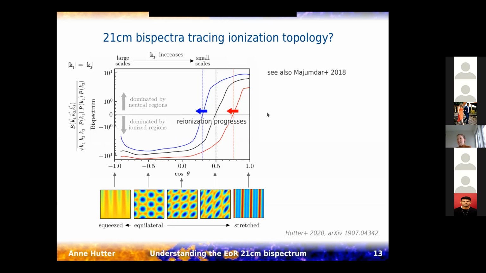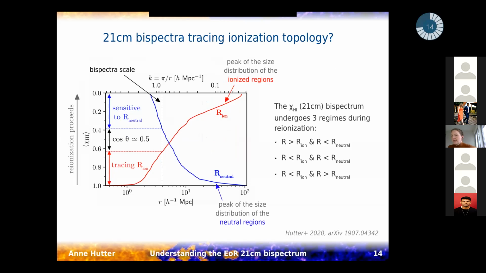So how can we understand this? For that we are going back to the plot I showed you before about the size distribution.